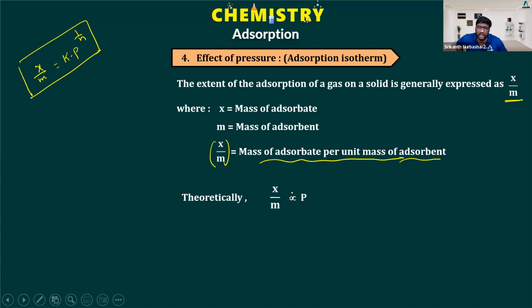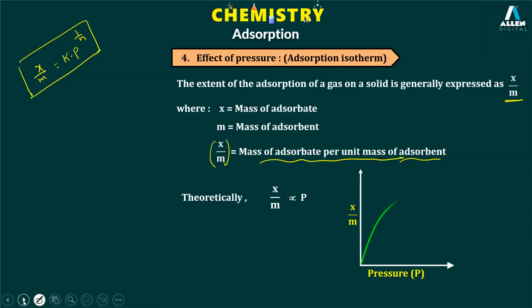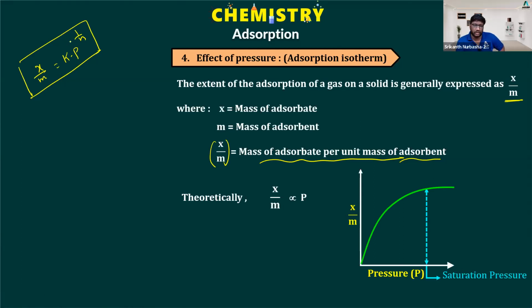Theoretically, x by m is directly proportional to pressure. So if you take x by m on the y-axis and pressure on the x-axis, what type of curve are you going to get? A straight line? Okay, but x by m is equal to k into p power 1 by n, so you will be getting a curve like this.